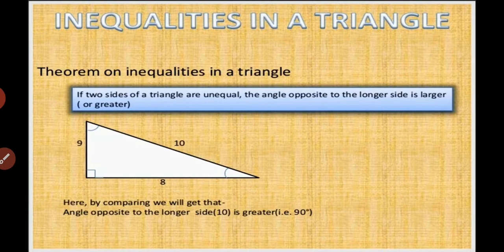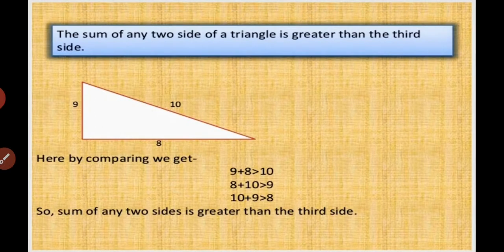Next, inequalities in a triangle. If two sides of a triangle are unequal, the angle opposite to the longer side is larger. Here, let ABC be this triangle, where three sides are unequal. This is a scalene triangle. All the sides are unequal.